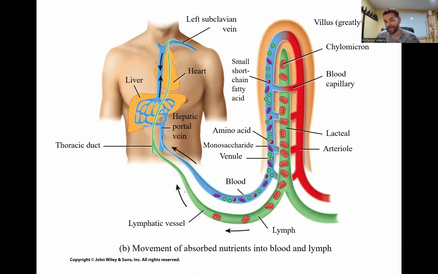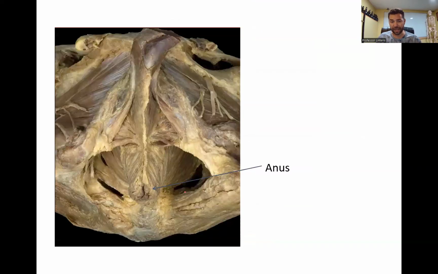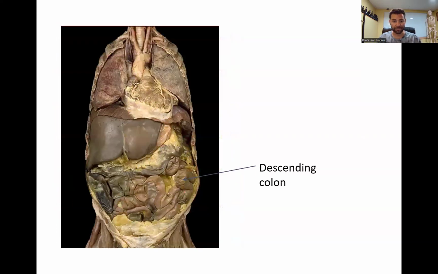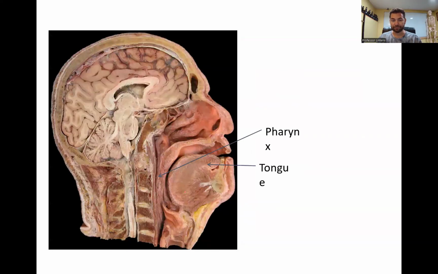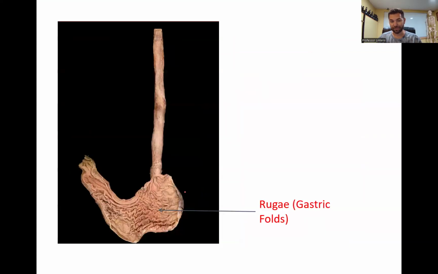Just a zoomed in version of the same thing. I could ask you questions on this picture. You should be familiar with it. And then you have a bunch of real anatomy. You have your homework. You'll do it. I don't need to go through this with you, but everything in here is labeled. I could ask you about those pictures. Be familiar with it, right?